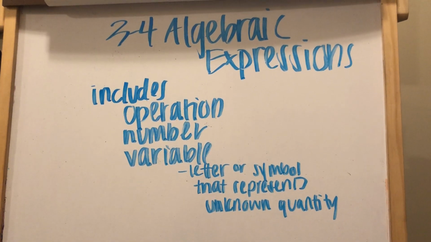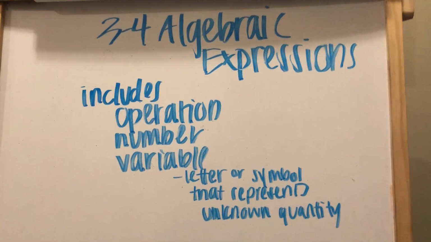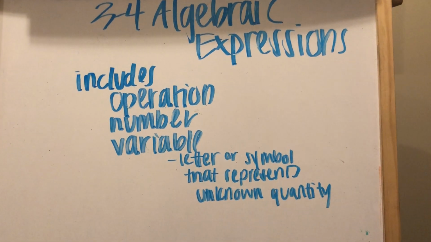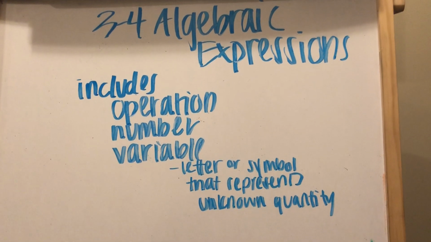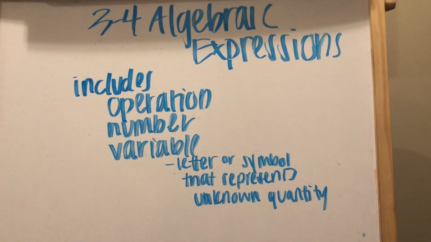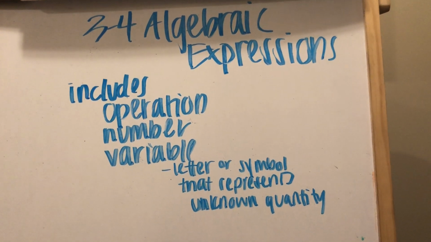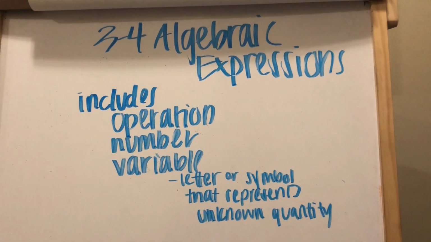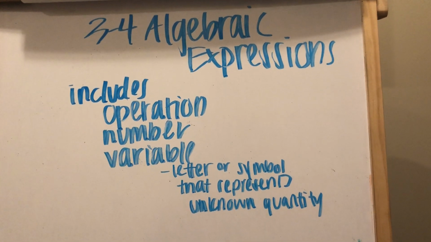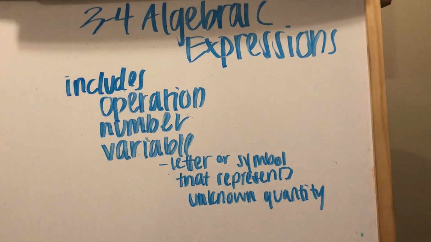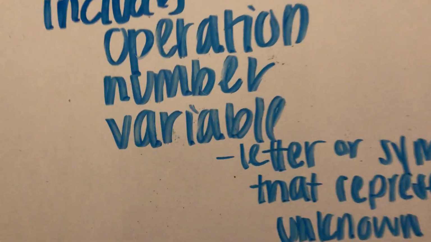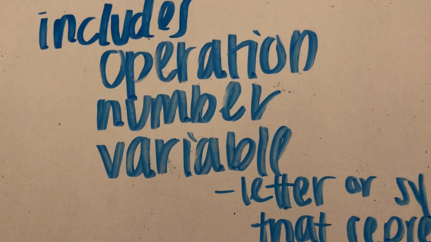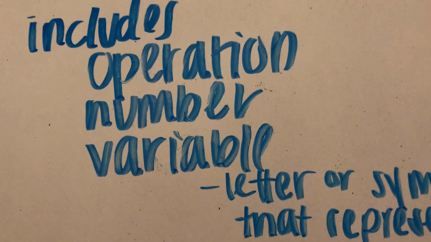Morning sixth graders, today's lesson is 3-4, which is algebraic expressions. Now yesterday we talked about numerical expressions where we put together different numbers and different operations as well and followed order of operations. Now today we're taking our next step with our algebraic expressions and we're including one more thing. Algebraic expressions always include an operation, a number, and a variable.